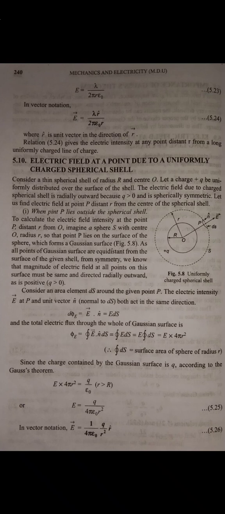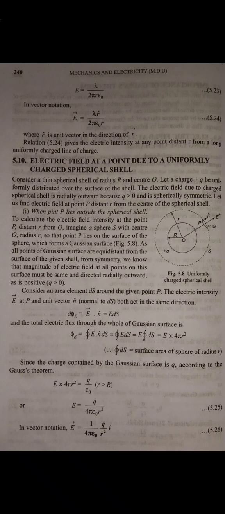First, when point P lies outside the spherical shell. To calculate the electric field intensity at the point P distant r from the center, imagine a sphere S with center O, radius small r, so that point P lies on the surface of the sphere, which forms a Gaussian surface. As all points of the Gaussian surface are equidistant from the surface of the given shell, from symmetry we know that the magnitude of the electric field at all points on this surface must be the same and directed radially outward, as q is positive, that is q is greater than 0.